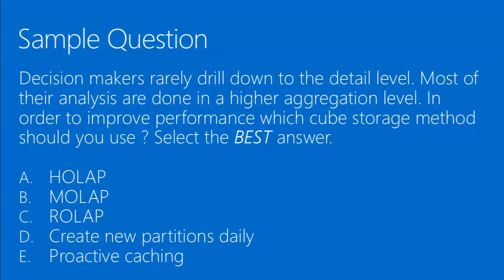So in this case, decision makers rarely drill down to the detail level. Most of their analyses are done at a higher aggregation level. In order to improve performance, which cube storage method should you use? A, OLAP, hybrid OLAP. Which one? B as in ball? MOLAP, okay. E, proactive caching.